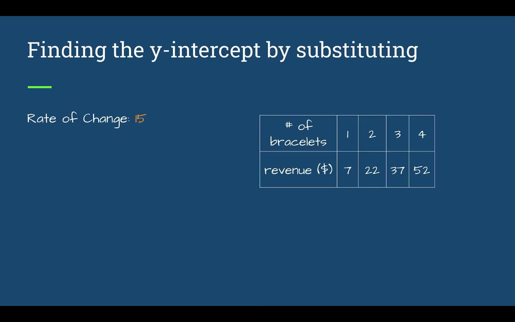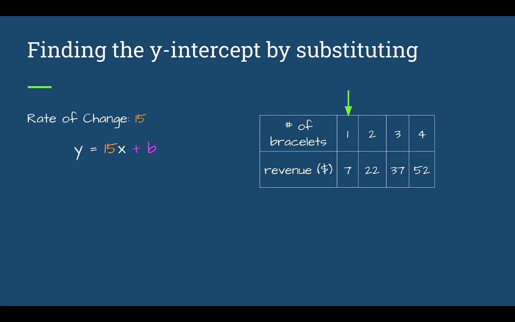Let's look at the other way that we could have found our y-intercept, using substituting. So we know from the previous problem that our rate of change was 15. Once we know that, we can plug 15 in for our rate of change in the equation, and then we can solve for b. So I'm going to choose one ordered pair from my table. So let's say I choose 1, 7.